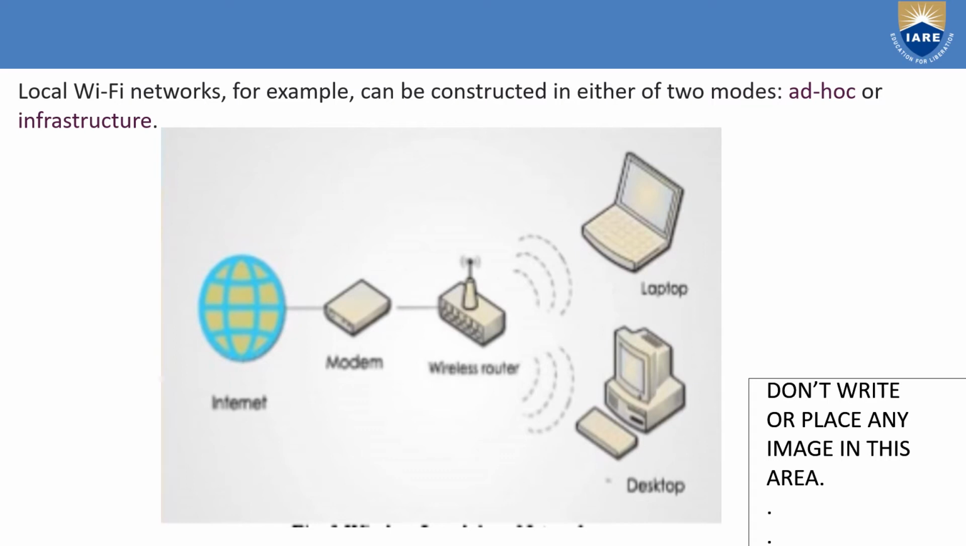Now I am showing the required diagram of a Wi-Fi network. Internet, modem, wireless router, laptop, desktop. These are the required types of wireless network.